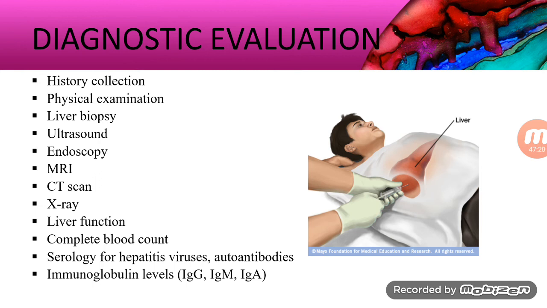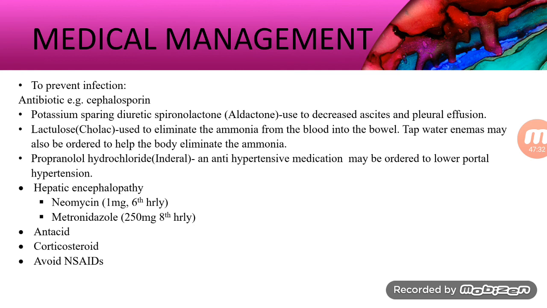The picture you are seeing now on the right side is a liver biopsy. These are the diagnostic evaluations you need to do for liver cirrhosis. Next, we will see the medical management. In medical management, first, to prevent infection, we have to do symptomatic treatment.